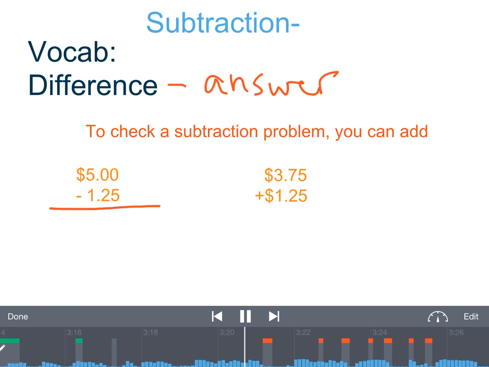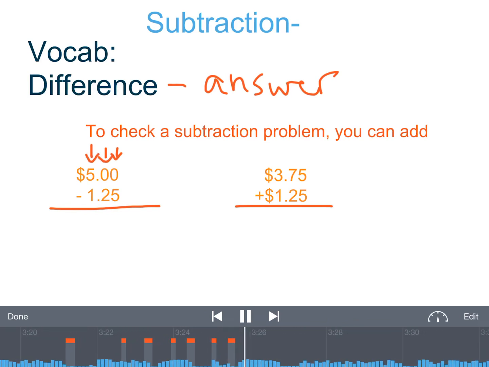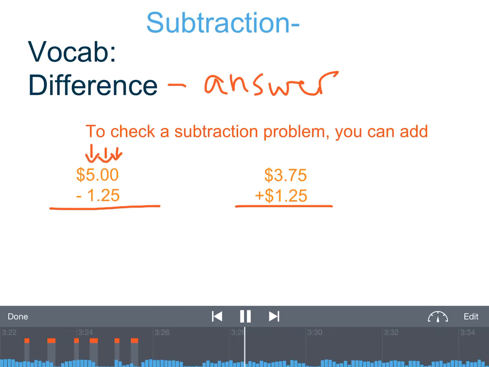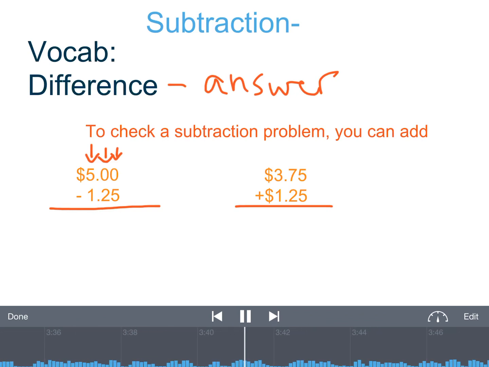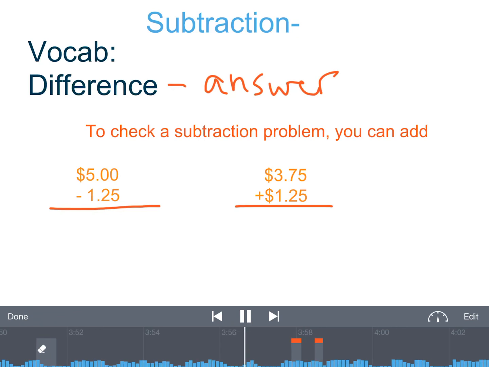Now, in subtraction, again, you want to make sure that you are lining up. I'm using money as an example because we have decimal points and we're more familiar with money, and that's why you see it a lot. Before we get into more abstract concepts, we use money. So we're going to subtract $1.25 from $5.